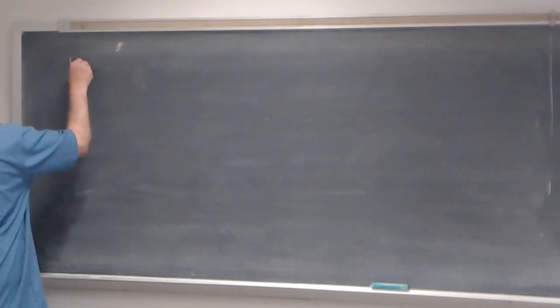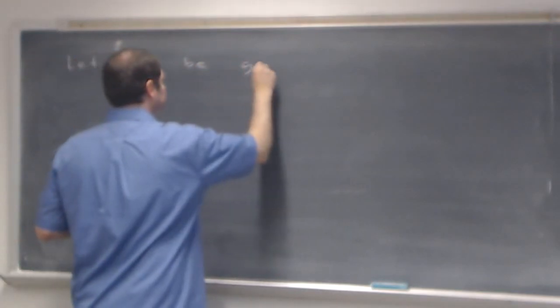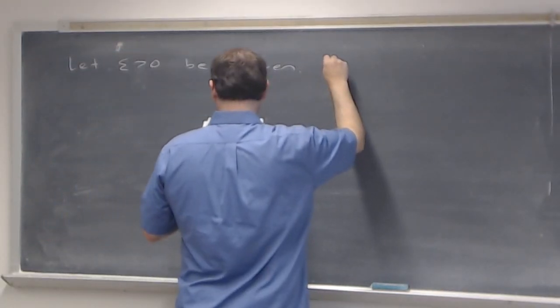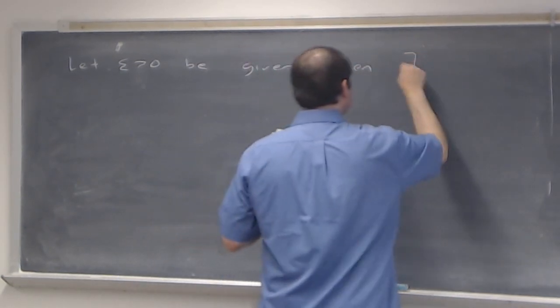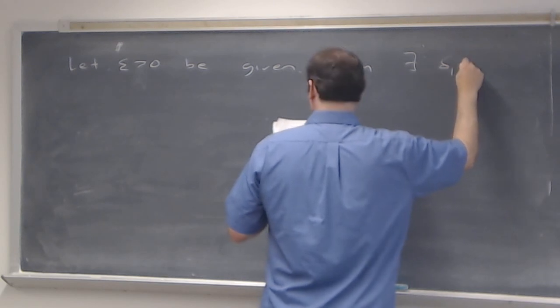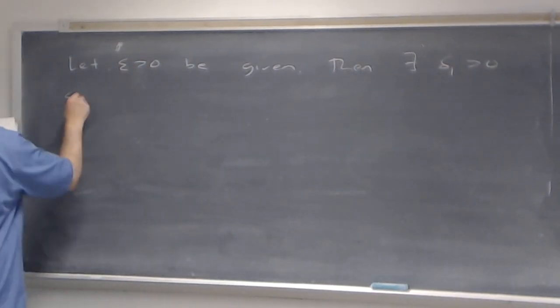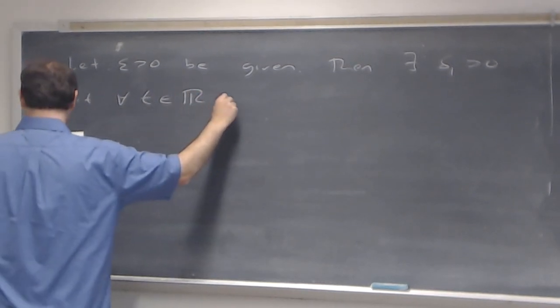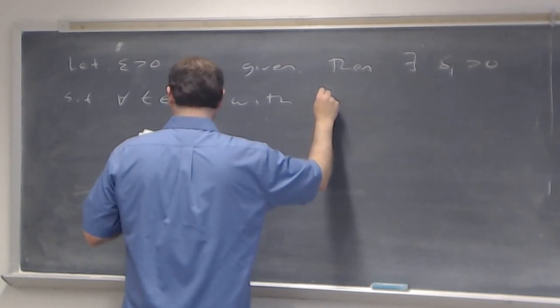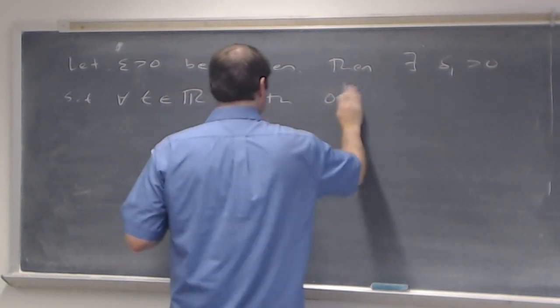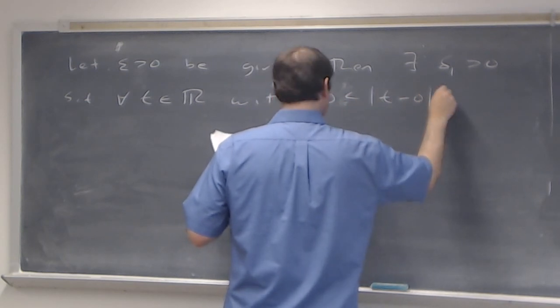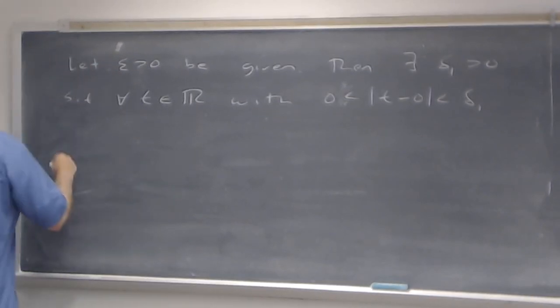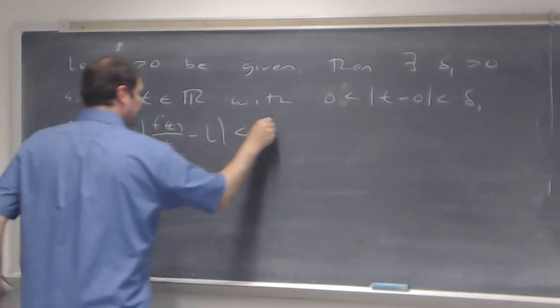Since that's what L is, if we let epsilon be greater than 0 be given, where L is that limit, then there exists a delta sub 1 that's greater than 0, such that for all t an element of R with 0 less than the absolute value of t minus 0 is less than delta sub 1, then the absolute value of f of t over t minus L will be less than epsilon.